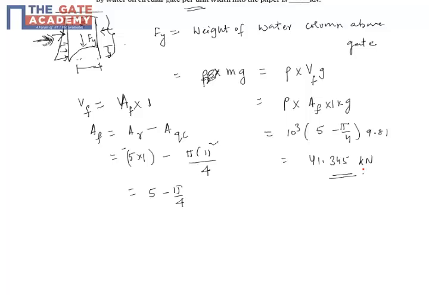Only thing is you have to see what is asked and how it can be calculated. Always the vertical forces should be calculated with the weight of the water column above, provided your free body diagram shows that. Remember that in the free body diagram here, on the sides you don't have any other forces, right? So 41.345 kilonewtons acting.